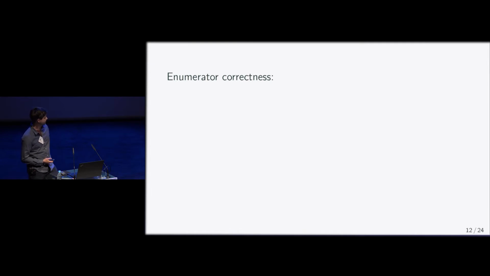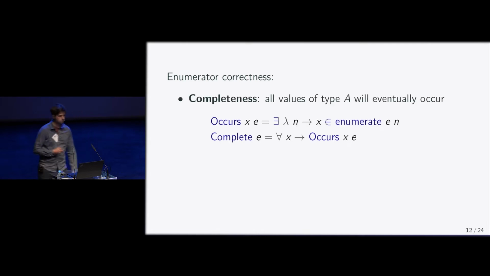So if we say that an enumerator is correct, what do we mean by that? There are two things actually that we're interested in here. The first one is completeness. We say that an enumerator is complete if all the values of the type that it enumerates will eventually occur at some depth if we iterate over that enumerator, which is captured by this complete predicate over enumerators.